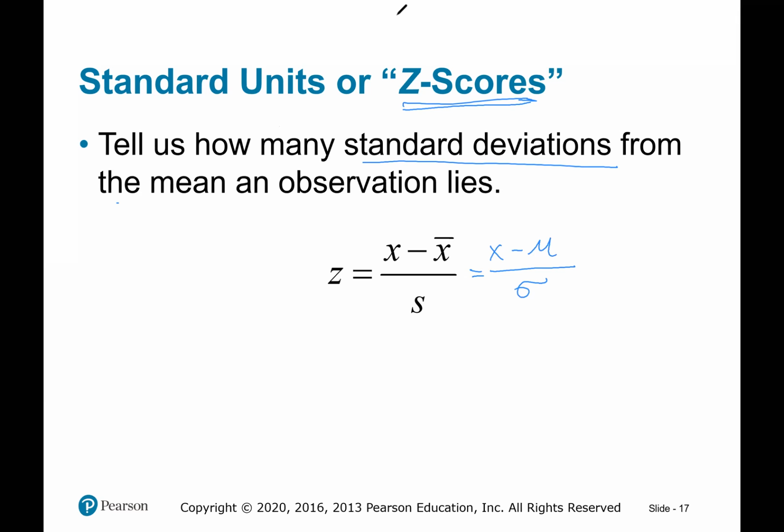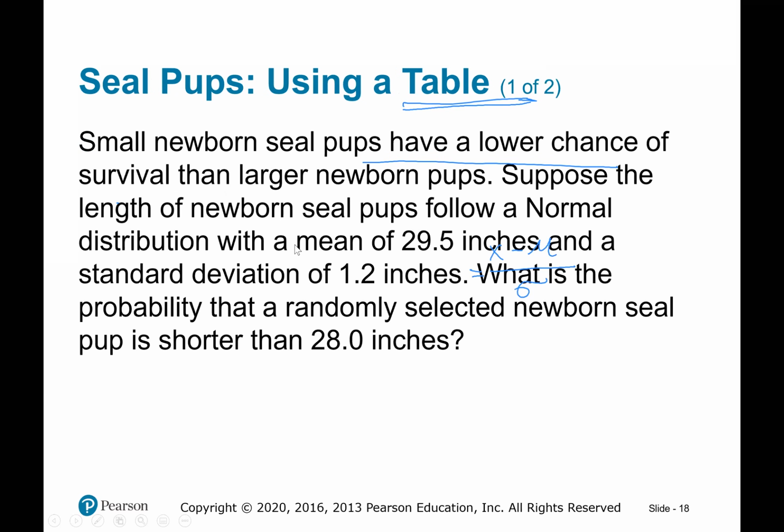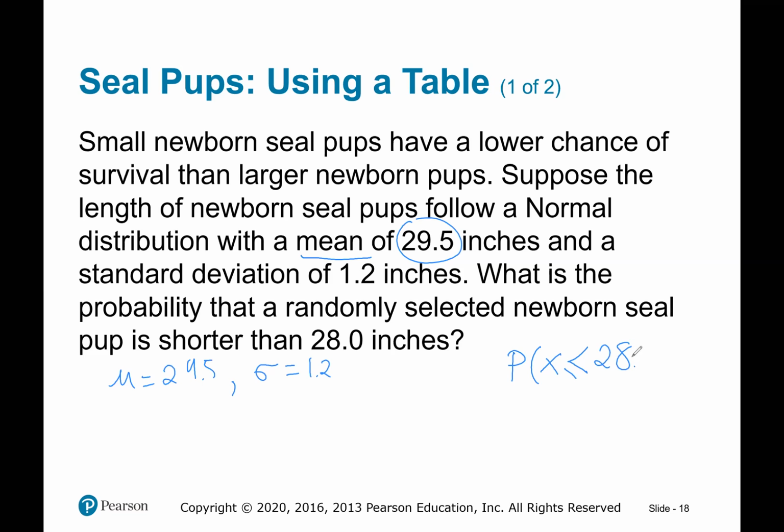Let's see what else I have. Do we have an example? Okay, good. Here's an example. We come back to the problem about the seal, right? Again, the mean here is 29.5 and the standard deviation is 1.2. And they ask, what is the probability that a randomly selected newborn seal is shorter than 28? So we are looking for the probability that it is shorter than 28. Shorter should not include the equal, but it should be the same answer either way.